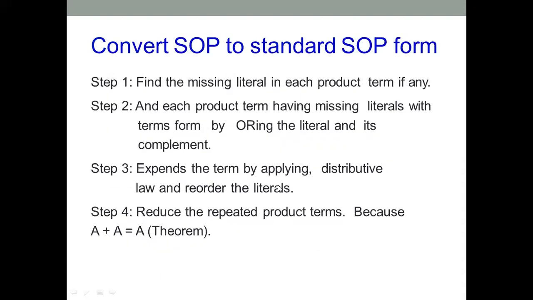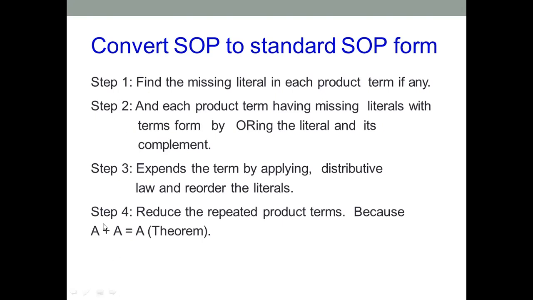Okay. So now convert SOP to standard SOP. In the example given in the previous section, that is ABC, we have some missing terms, AB plus A bar B and C bar. We are considering it as an SOP, but we have to convert that SOP to the standard SOP form, which is the canonical form.